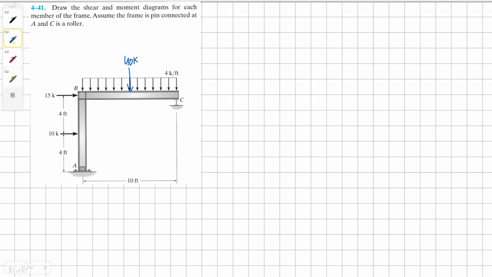And then we'll separate each of these members to solve. So we're going to begin with member BC. At B, we're going to have both horizontal and vertical reaction forces, and then we're going to have a moment. At C, we're going to have just a vertical because it's a roller. And then we have the point load of 40K.